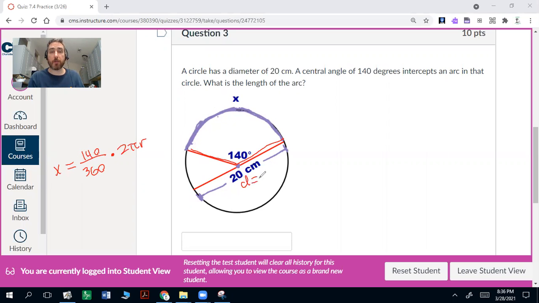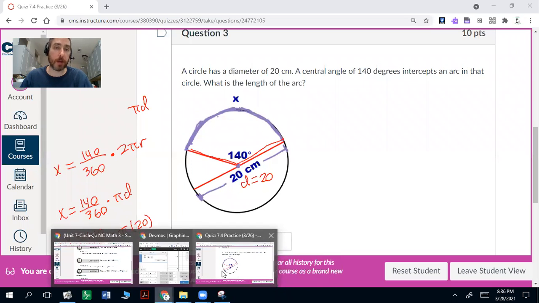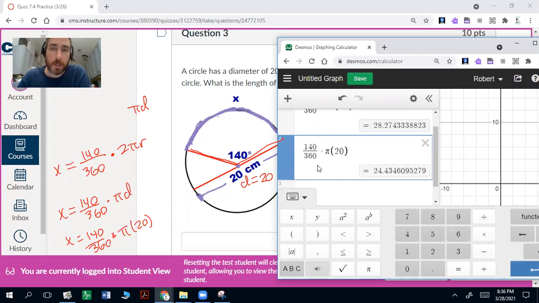Well, this 20 is actually the diameter. So you can plug in half of the diameter, or you could just say pi d. So I'll just use pi d. 140 over 360 times pi d, which is 140 over 360 times pi times 20, or 20 pi. So let's put that in the calculator. You could have also cut the 20 in half and then just done 2 times pi times 10. So you get about 24.43. 24.43.